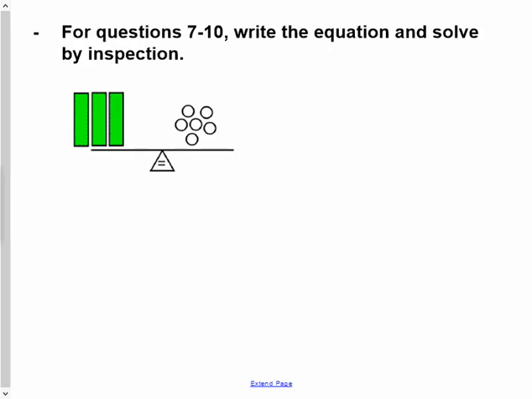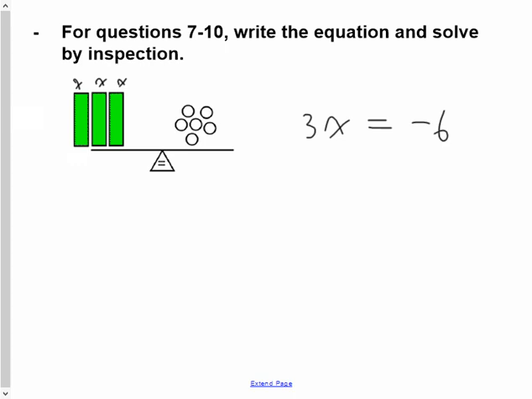For questions 7 to 10, write the equation and solve by inspection. So what you have to do is interpret what this says. And each of these is an x. That's an x there, that's an x there, and that's an x there. So really, we have 3 x's is equal to, these are negatives, so we have negative 6.